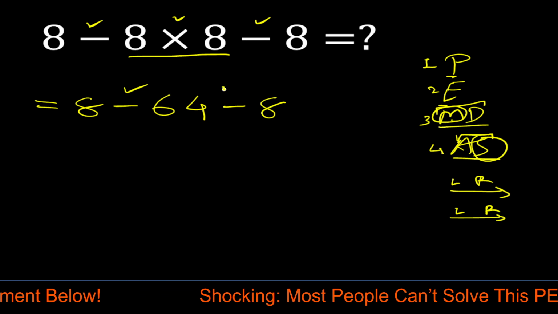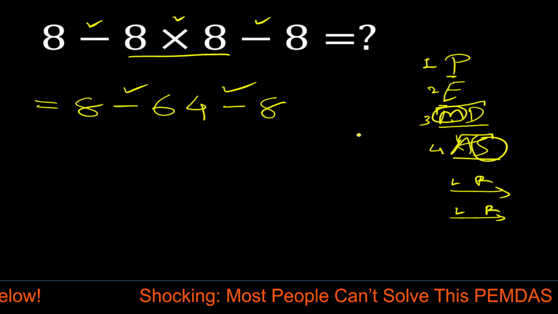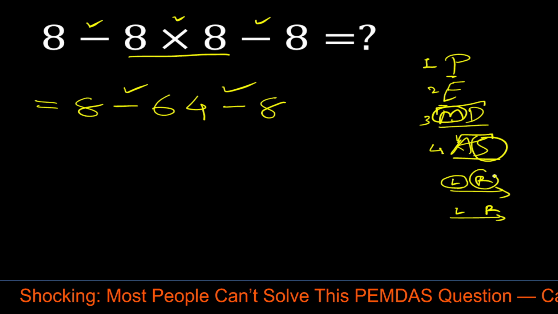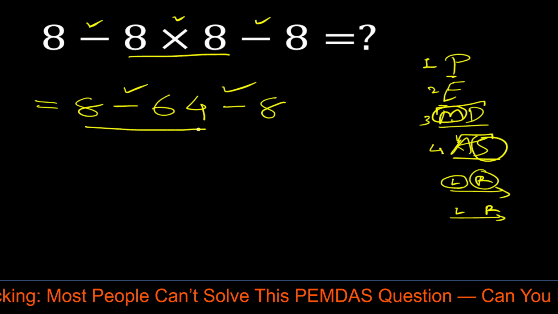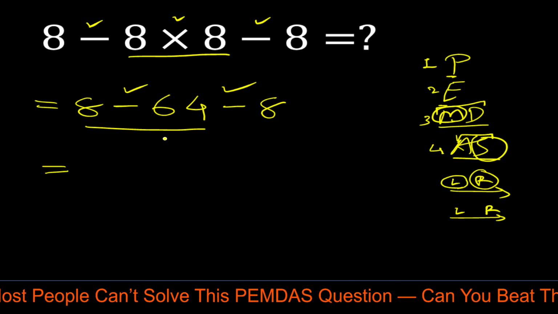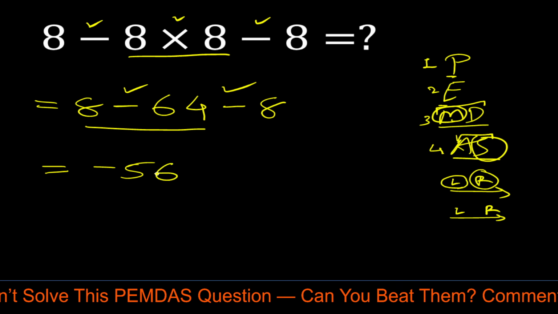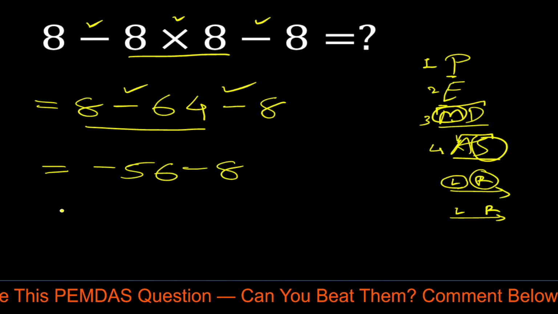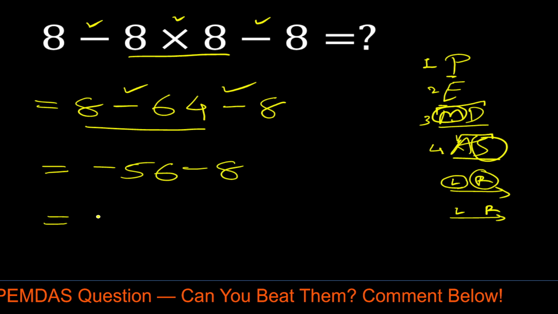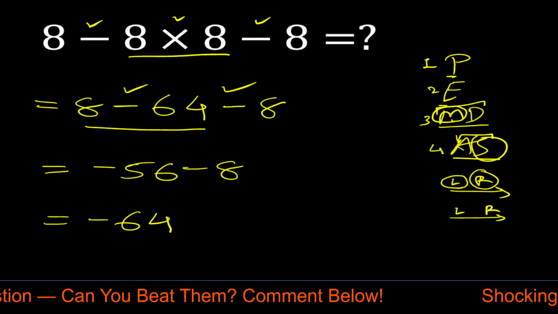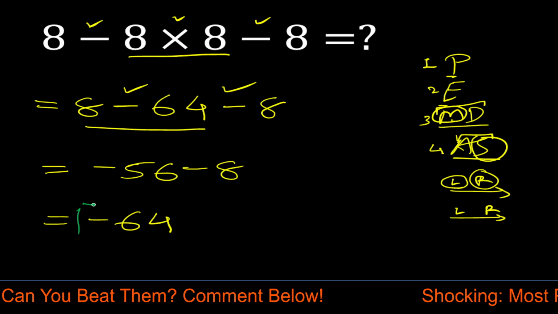Now here we have subtraction and here subtraction. So both have equal priority, so we have to solve it from left to right. So first we have to solve this subtraction. So 8 minus 64 is equal to minus 56 minus 8. So minus 56 minus 8 is equal to minus 64, right? So the correct answer is minus 64.